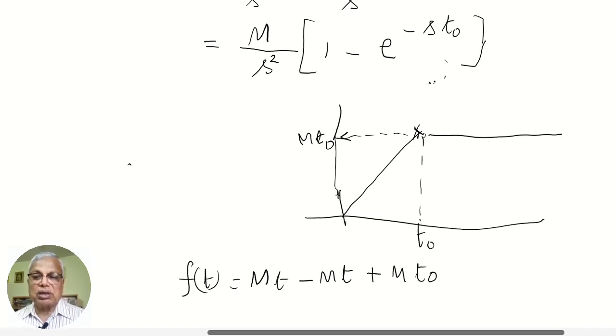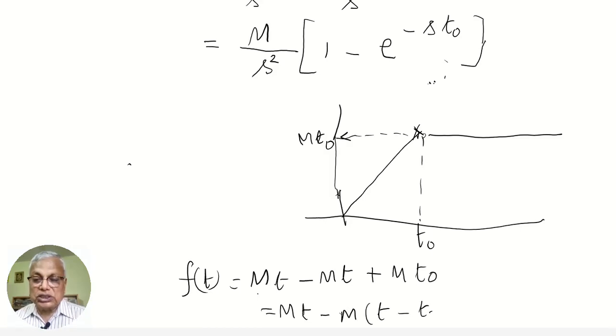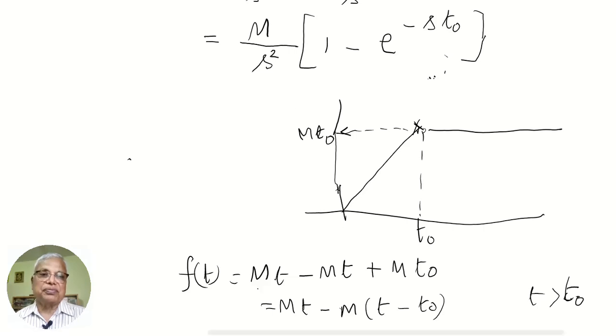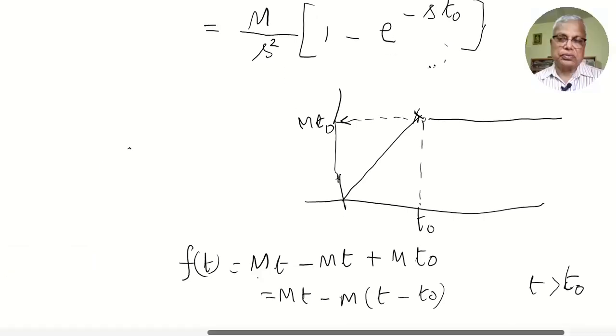So simple, that's all. From this equation, I have to remove that m t, and then I have to add this constant value. If you do that, I get the same equation. If you take this m t and these two terms together, m into t minus t naught. So this is the equation for t greater than t naught, which is the same as before. I hope you understood this.